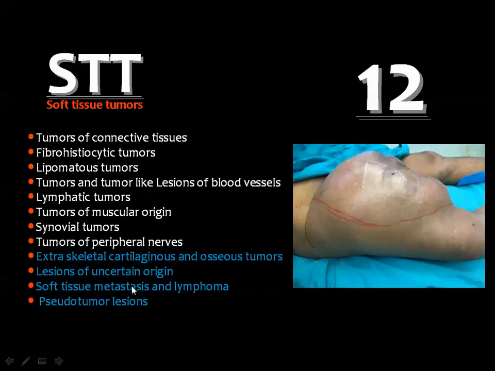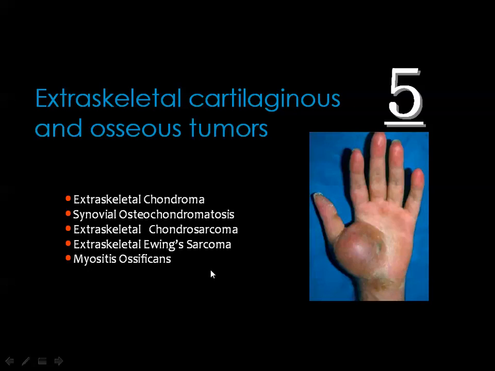Now we are left with these four parts, which are the diagnosis of extraskeletal, cartilaginous, and osseous tumors, lesions of uncertain or unknown cell origin, the issue of soft tissue metastasis and lymphoma. Then finally, I will provide some of the examples of soft tissue masses that are not tumors. They are of inflammatory nature but can be mistaken for soft tissue neoplasms. Then we'll start by the extraskeletal, cartilaginous, and osseous tumors.